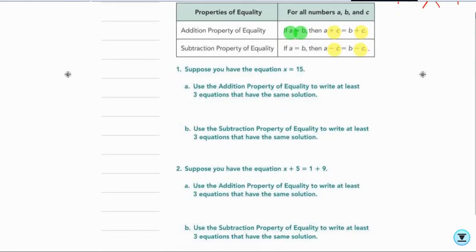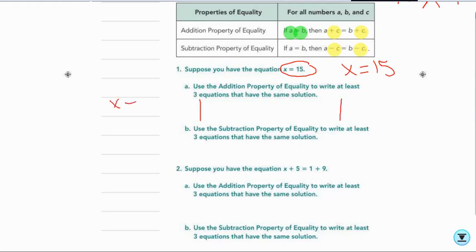Question 1 says, suppose you have the equation x equals 15. It says use the addition property of equality to write at least 3 equations that have the same solution. And so what we can do is we can say, well, my base is x equals 15, which is right here. And so then I can write 3 equations. So I'm going to divide this up. Let's do equation 1.